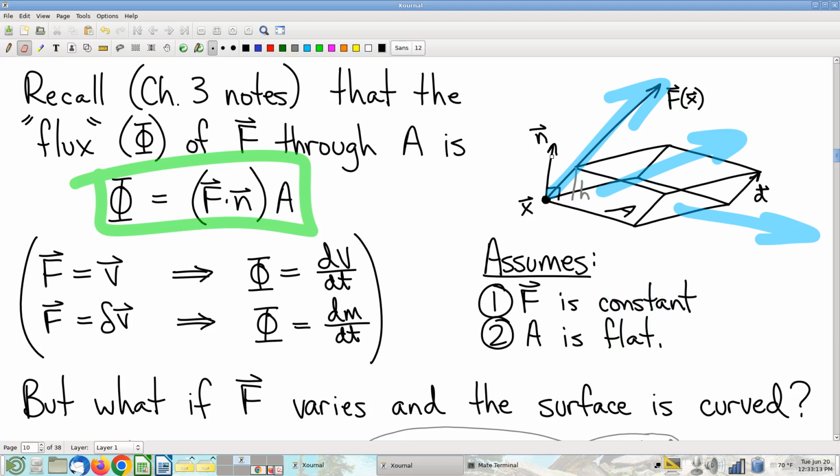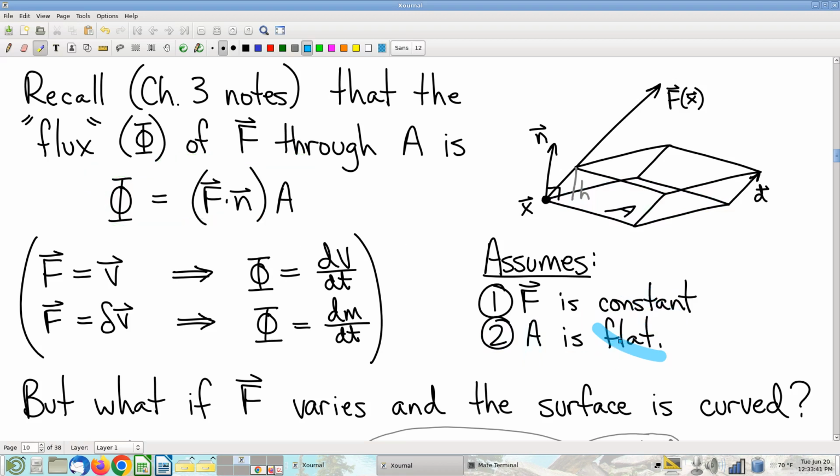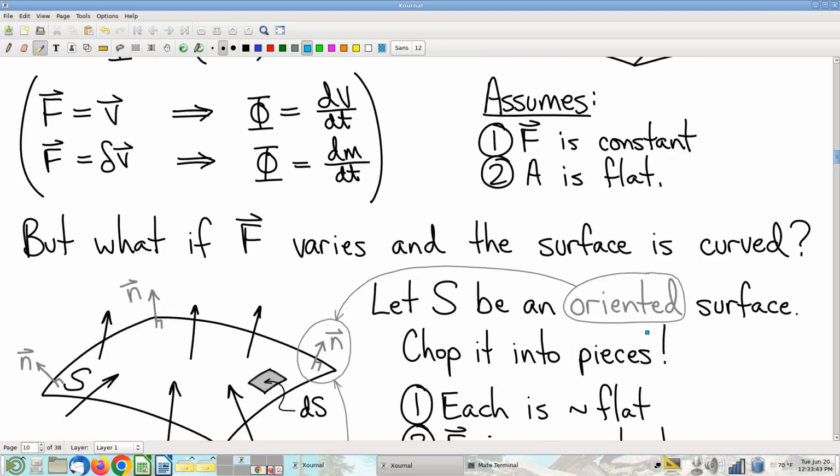It also assumes that our surface here is flat. Right? And, well, sometimes our surface is flat, but very often it's not. So again, we need to generalize our formula to get around the fact that sometimes our vector field's not constant and sometimes our surface is not flat. In fact, usually neither of these is the case. Okay. All right. So we are going to make a whole is the sum of the parts argument.